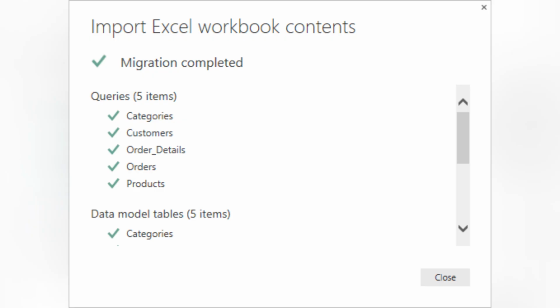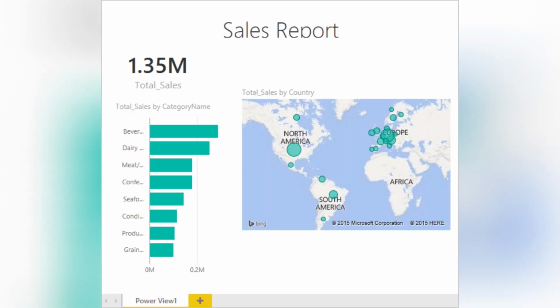When the import finishes, a summary page appears. This page shows which items were successfully converted and lists anything that couldn't be imported. Review the details, then click Close. Power BI Desktop will automatically generate a report based on the Excel data. From here, you can continue building your dashboard by creating new visualizations, adding more data, or designing additional report pages.